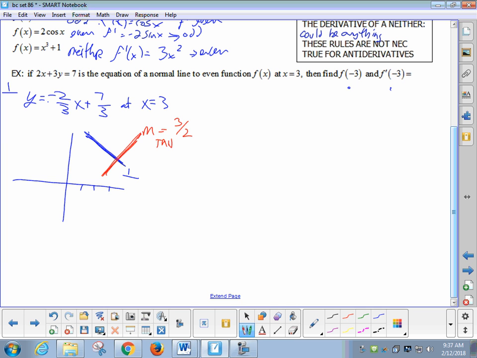So let's talk one or both of these here. Let's go with the slope first. F prime at negative 3. If this is an even function, then what should the slope be like at negative 3 instead of the positive 3, whose slope I know to be 3/2?